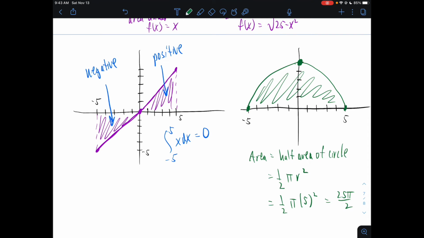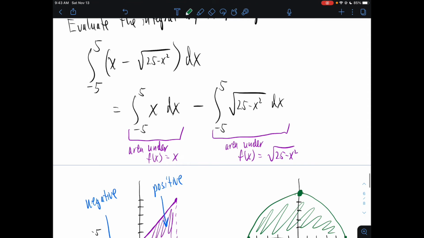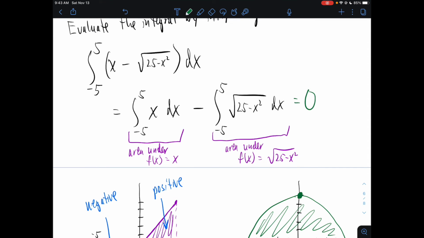So what's the total area? It's the difference of those two that we just found. 0 for the first integral minus 25 pi over 2 for the second one, and we get a negative 25 pi over 2.